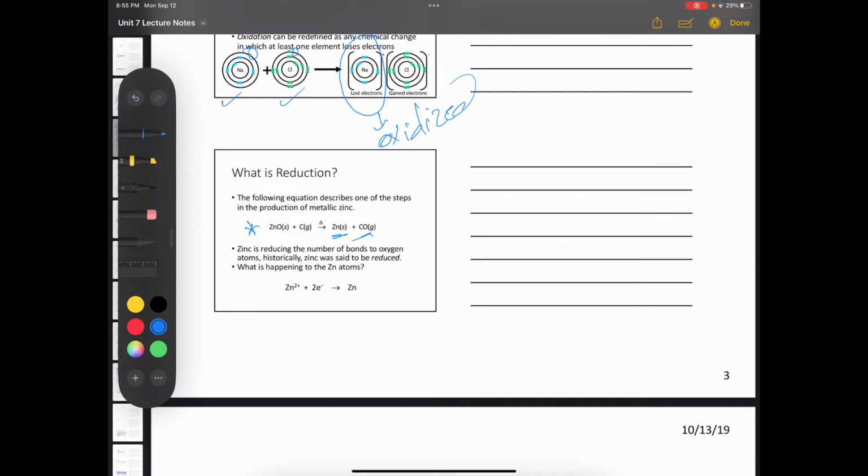Historically, zinc was said to be reduced. But what is actually happening is that zinc gained two electrons from the carbon. So the oxidation state has changed from positive 2 to 0, a neutral charge. Remember, every time you see a free element, the oxidation number for that substance is 0. It is a neutral substance.